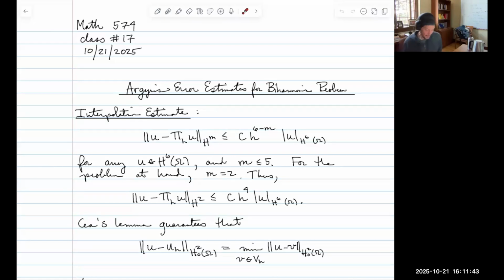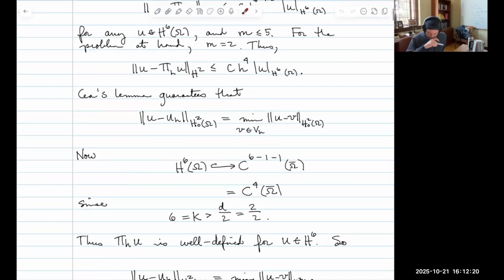Now, in the problem at hand, we're going to need this estimate for m equals 2. That's because that's what Céa's lemma tells us is the right order of the norm for our problem. So for our problem, we just plug in m equals 2 and we get the interpolation result that we need. So again, remember that this interpolant requires the function to be C2. But if it's in H6, then there's no problem. H6 embeds into C2 in 2 and 3D. Céa's lemma then guarantees that we have this type of error.